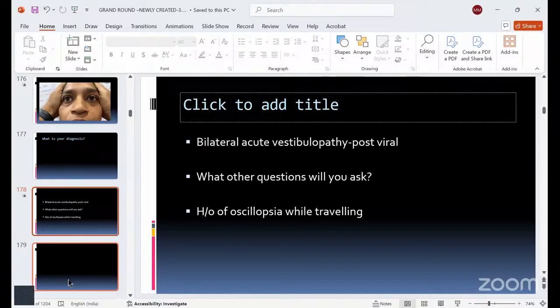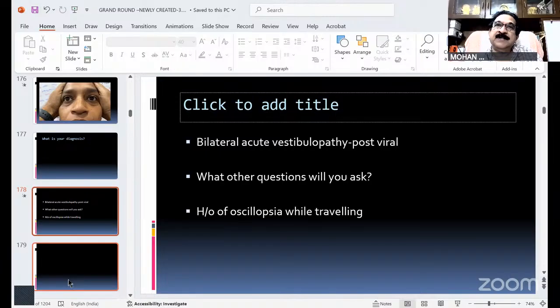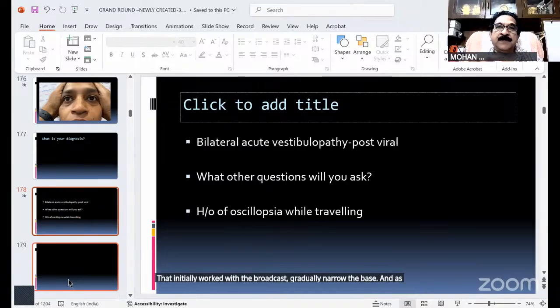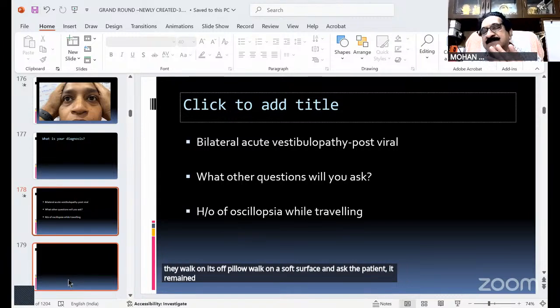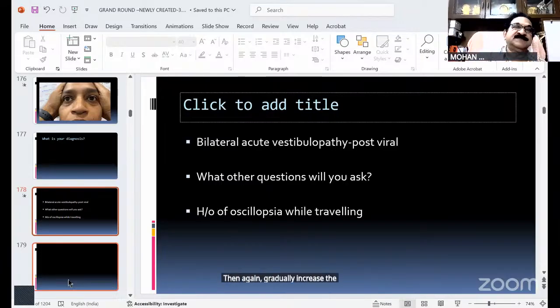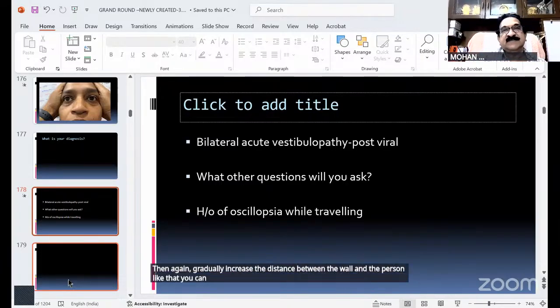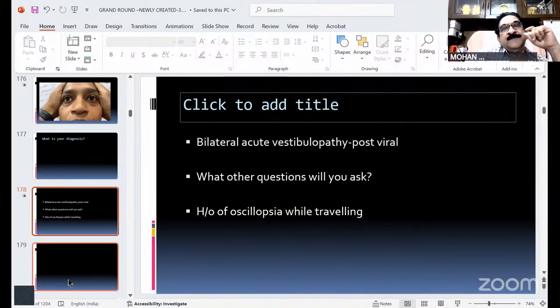Can we provide some vestibular adaptation exercise? That's exactly what I said. I was telling now: walking tandem. Initially walk with a broad base, gradually narrow the base. And also walk on a soft pillow, walk on a soft surface. Then ask the patient to remain close to the wall, keeping the eyes closed for some time. They fall. Then again, gradually increase the distance between the wall and the person. Like that, you can give some vestibular adaptive exercises. The idea is to fine-tune the other compensatory mechanisms which maintain the balance.